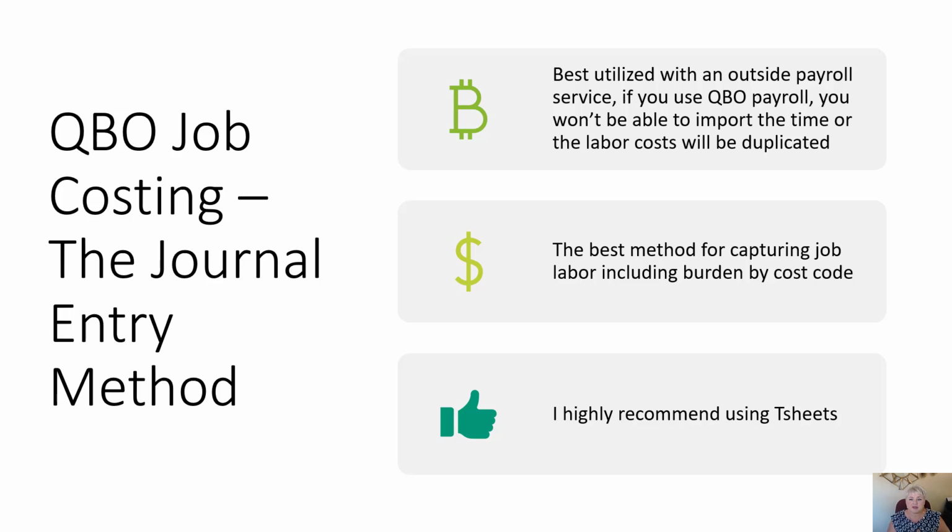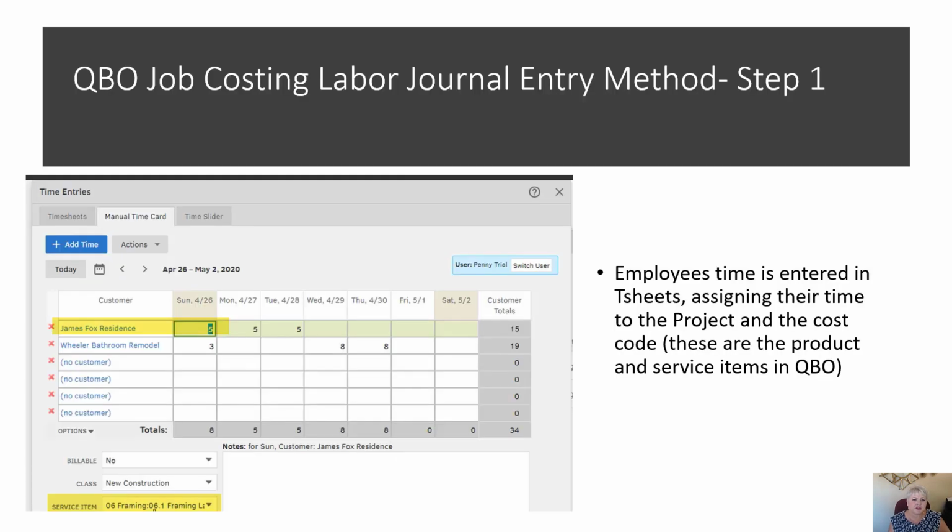In the interest of time, I'm going to skip a lot of details, but I do have a very extensive video in my QuickBooks Online Projects video training that would show you how to set all this up. First thing you're going to do is have your employees enter their time into TSheets, assigning their time to the project and the cost code. The cost codes are going to be the product and service items in QuickBooks Online, in which case you want to make sure that you have your products and services set up in QuickBooks Online and synced with TSheets that represent your cost code or how you want to see your labor broken down.